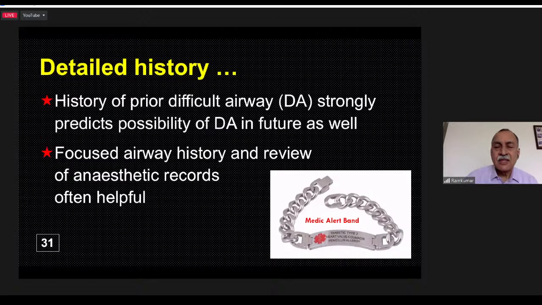Abroad, they have a medic alert band. But in India, the All India Difficult Airway Association has devised a reporting format for anesthesiologists to report when there's been a difficult airway. So look in a detailed history for a history of previous difficult airway and do a focused airway history and review of anesthetic records to evaluate what the problem was so that we can be better equipped on this occasion.